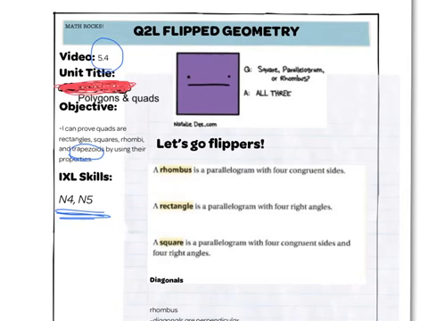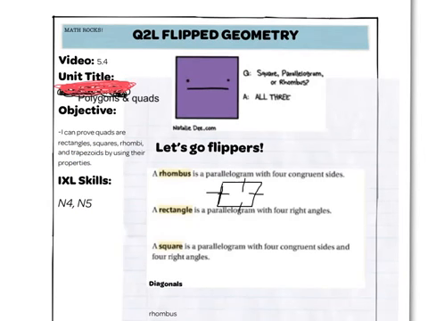So here we go with our first definition. A rhombus, okay? A rhombus is a parallelogram with 4 congruent sides. So I'm going to draw a rhombus. And a rhombus, again, just has 4 congruent sides. A rectangle. A rectangle is going to be a parallelogram with 4 right angles. So if we think about, again, what a rectangle is, it's got 4 right angles.